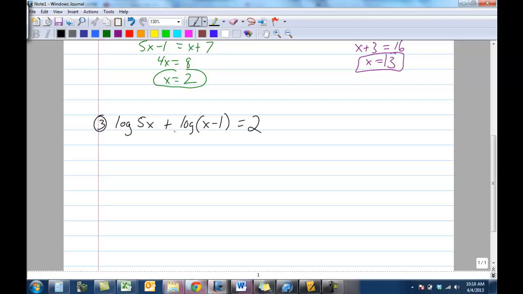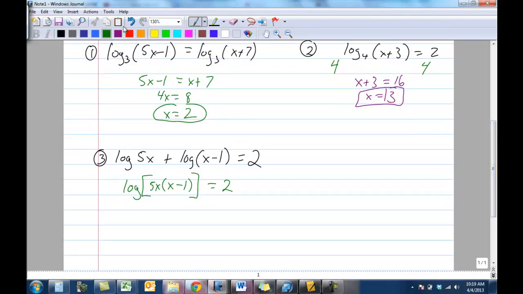So if we were to use the log properties, this is plus, so that means this is going to be log of 5x. I'm going to multiply that by x minus 1. And I got brackets to say it's the log of that whole thing. 5x times that is equal to 2. All right, so now it's just like number 2 here.